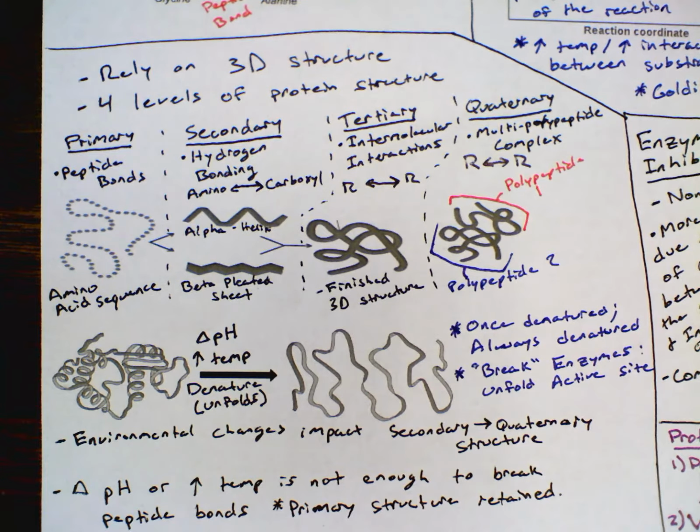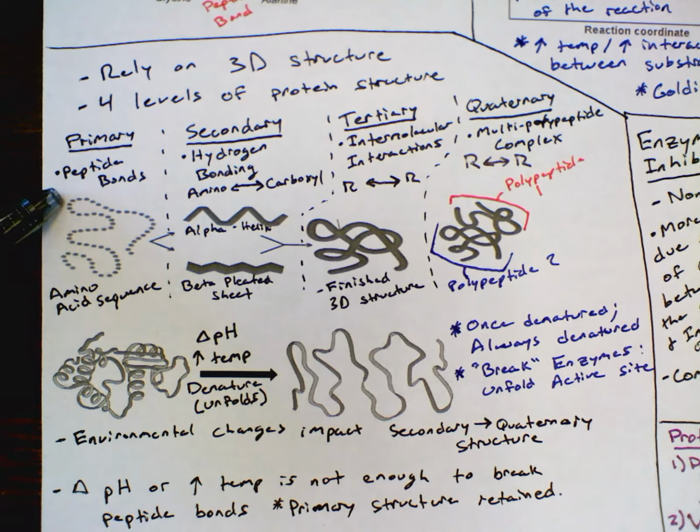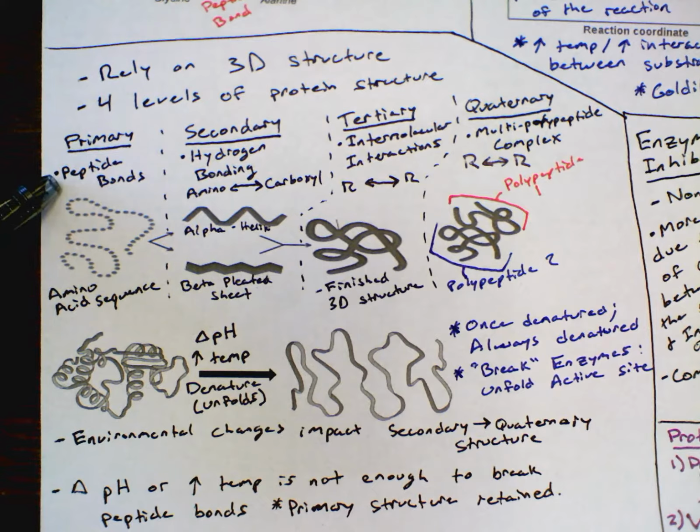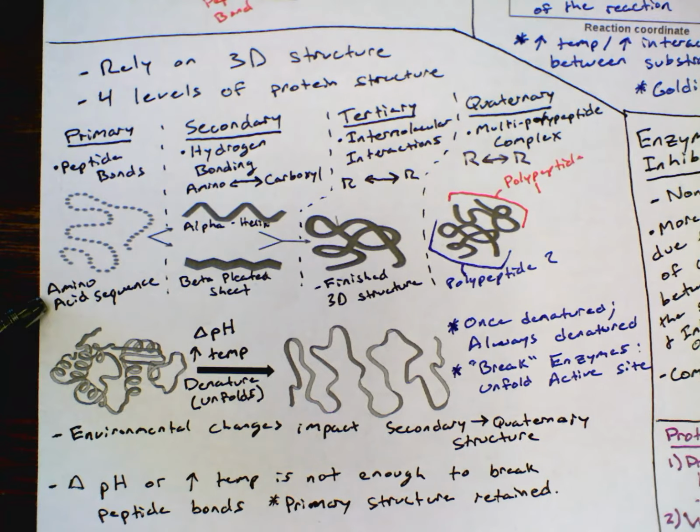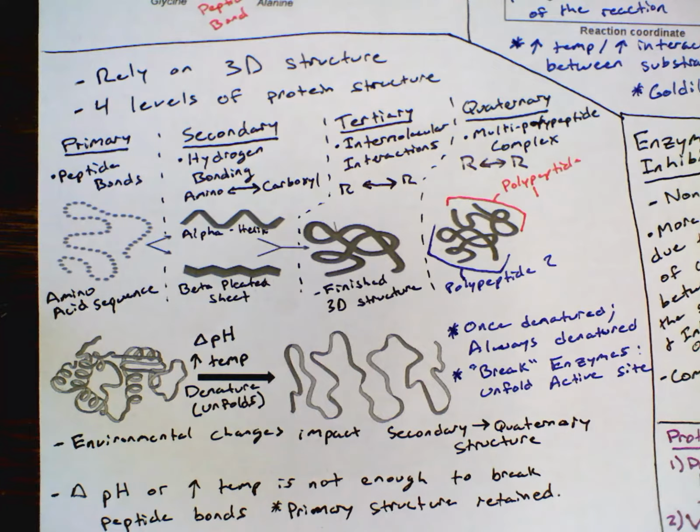So here's what we see. Primary structure is formed through peptide bonds between those amino acids. It is simply the order that the amino acids are in.